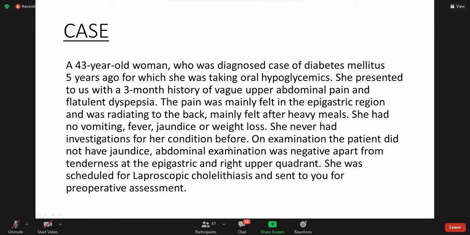cholelithiasis, and they have performed all the investigations. And according to those investigations, the final diagnosis is cholelithiasis. So this patient is here for the preoperative assessment. So basically, how do we start it?